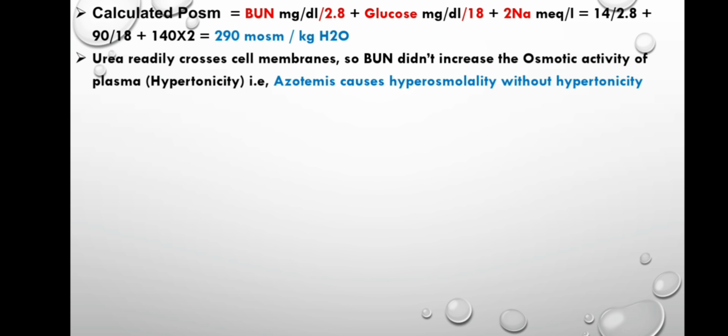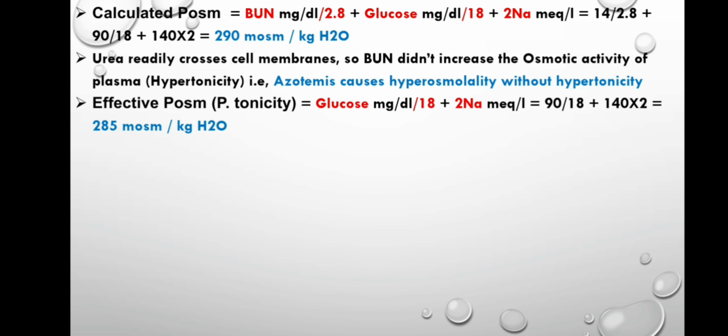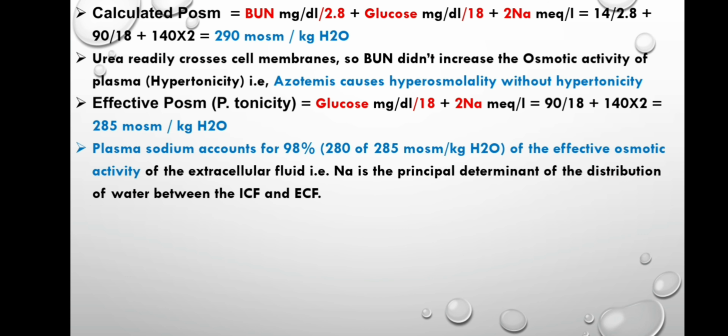Again, we discussed before calculated plasma osmolarity. It is urea divided by 2.8 plus glucose divided by 18 plus 2 sodium. And we mentioned that calculated plasma osmolarity is about 290. Because urea is not an effective osmole, has no tonic effect or osmotic activity, it will be removed from the effective plasma osmolarity calculation. And we mentioned that sodium accounts for 98% of effective osmotic activity.